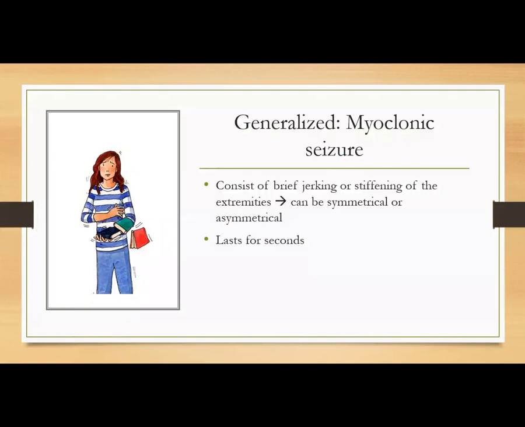The myoclonic seizure consists of brief jerking or stiffening of the extremities and can be symmetrical or asymmetrical, and it lasts for a few seconds. So on here, you can see this picture demonstrating it, where all of a sudden she's got that brief jerking here.